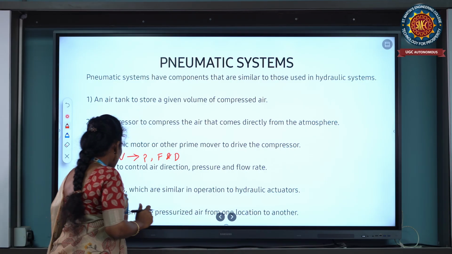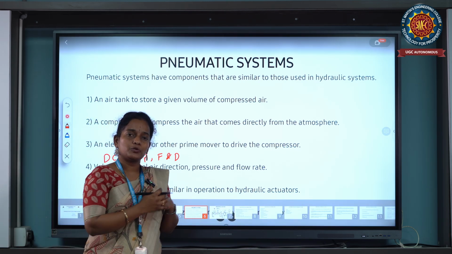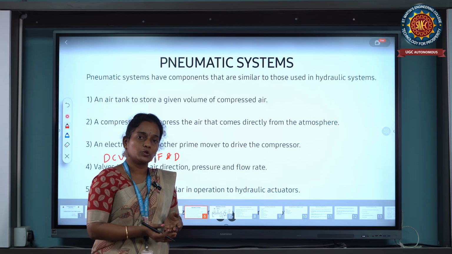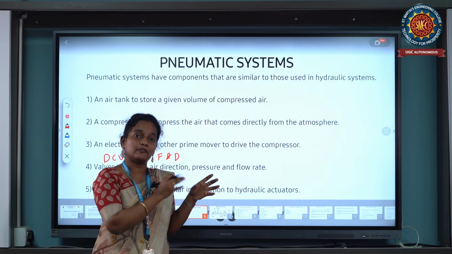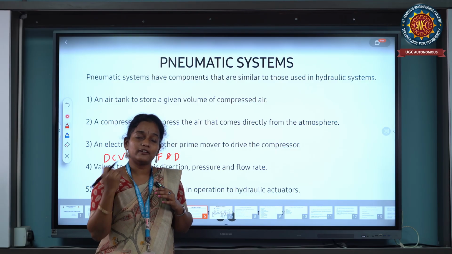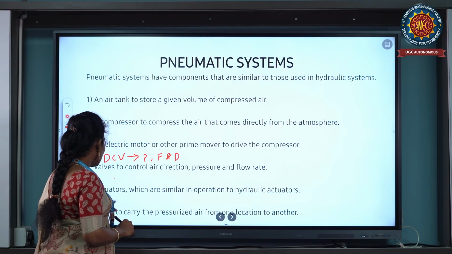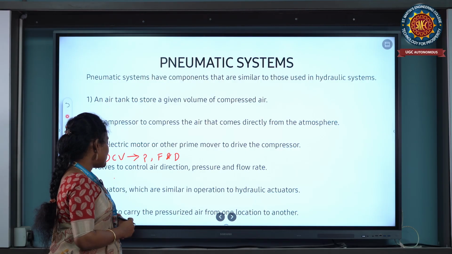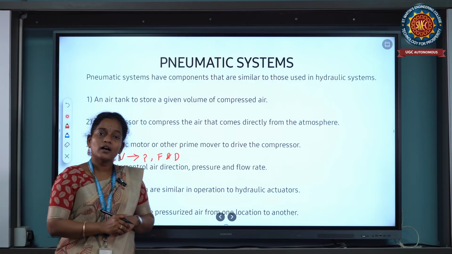Here it also controls the direction, flow rate of air and also pressure. Next, actuators. Here the actuator type is pneumatic. Pneumatic actuators are used to convert the air force directly into mechanical force for useful work. So these are the components. And the last one is piping, to carry the pressurized air from one location to another location.